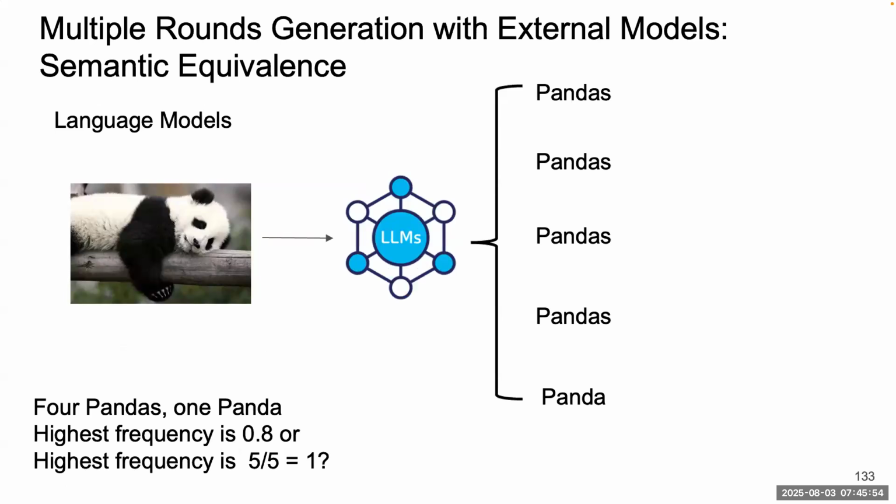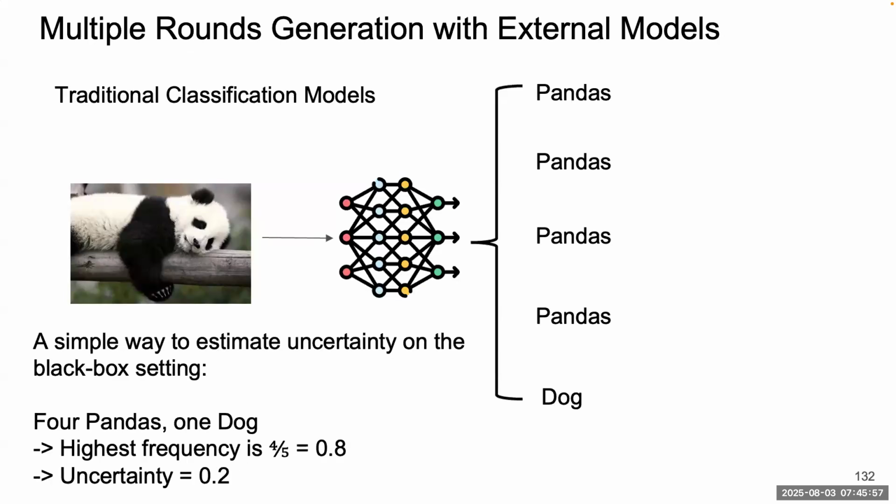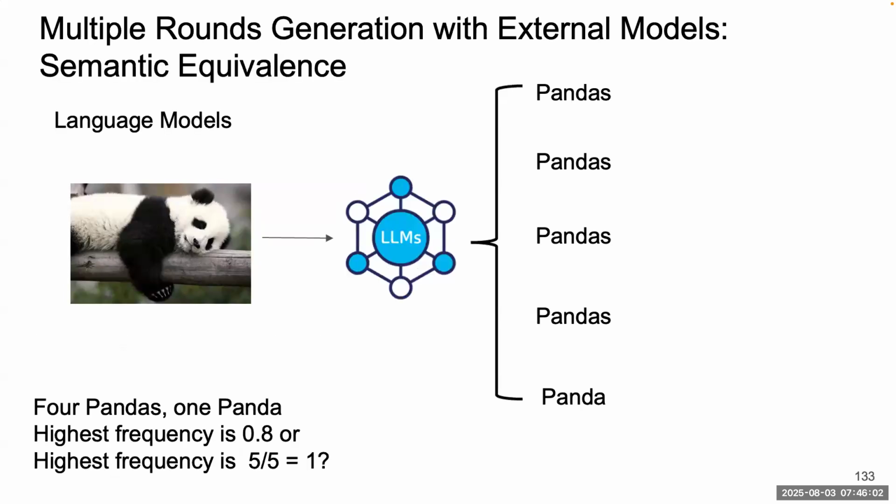But for LLMs, the class labels are not predefined, right? So it's not as clean as these class labels. You have variations on certain types of outputs. For example, here you have 4 pandas and 1 panda. Maybe they should be the same actually. But if you're just comparing them without semantic meanings, then you just treat it as 0.8. But if they are considering the semantic meanings, then the higher frequency is 1, right?